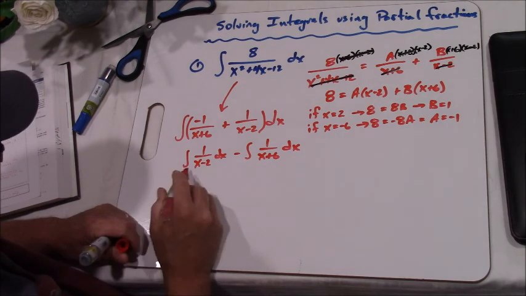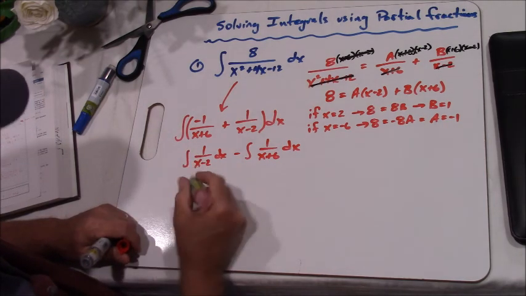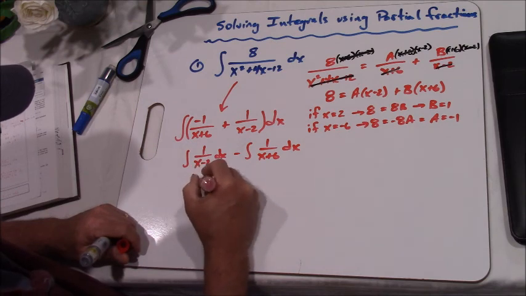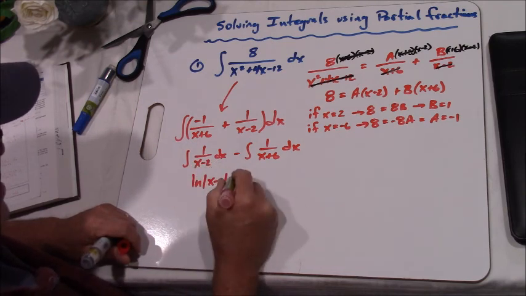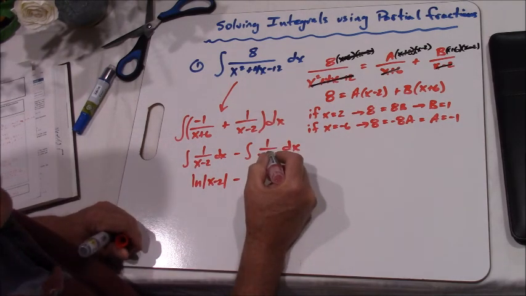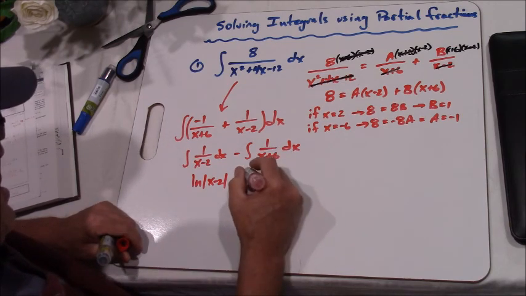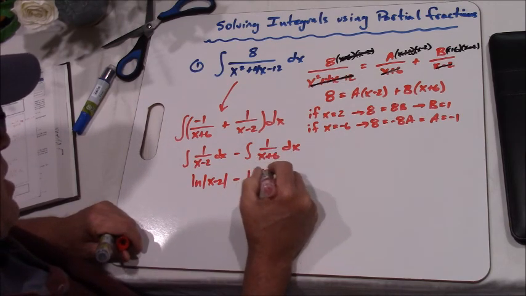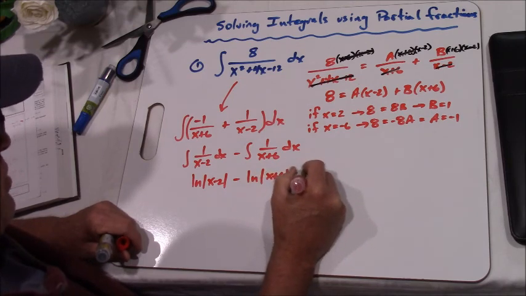And so then if you look at that, this is a u prime over u. So my answer is just natural log absolute value of x minus 2 minus, this is also a u prime over u. It's going to happen a lot with these problems. And so I get natural log absolute value of x plus 6 plus c.